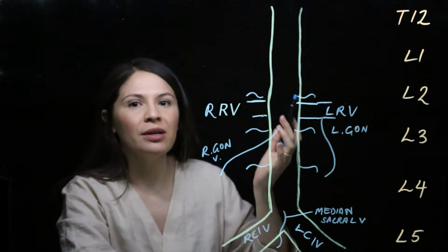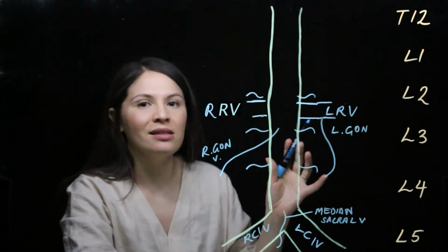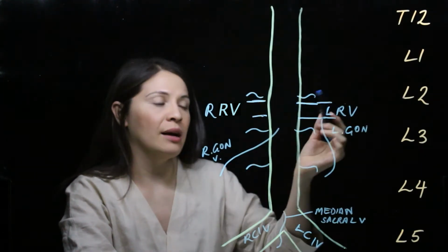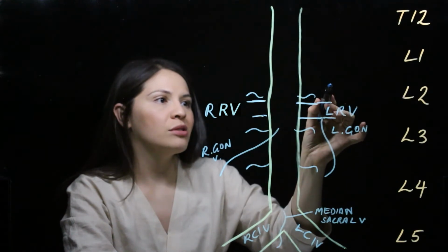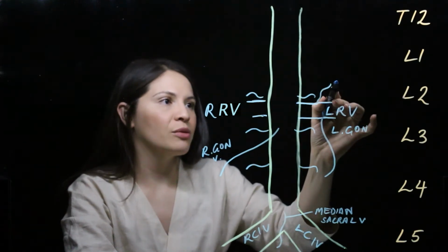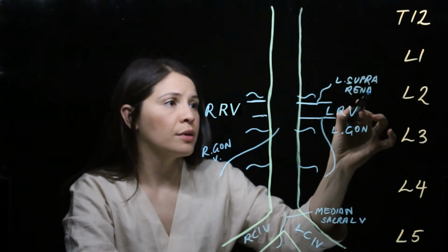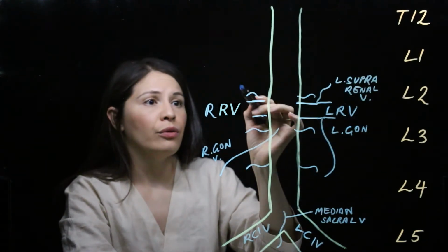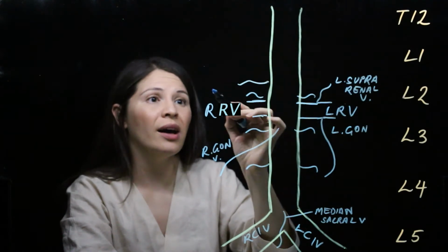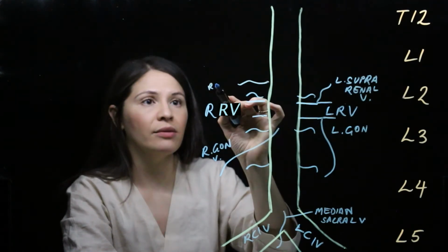So it really just depends on what's closest, and this is obviously really varied in different people. So how about we just do it running into the renal vein? So we've got our left suprarenal vein. And we can pop this one on the right going directly into the inferior vena cava.